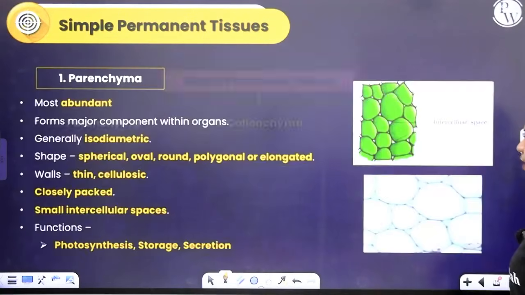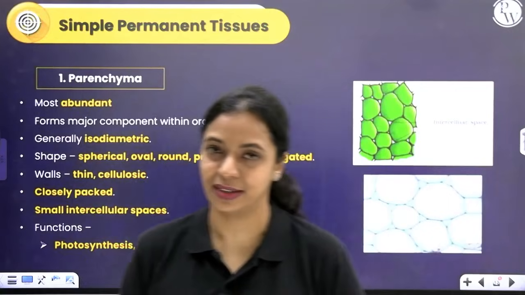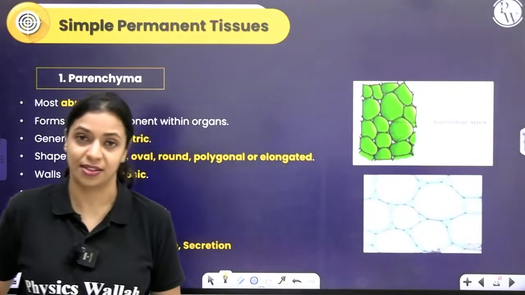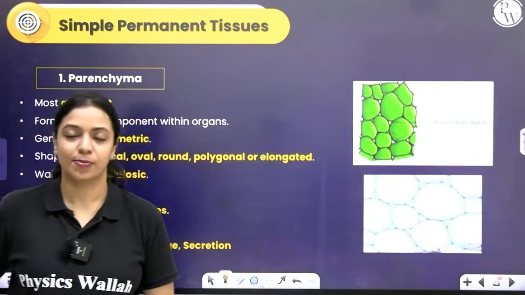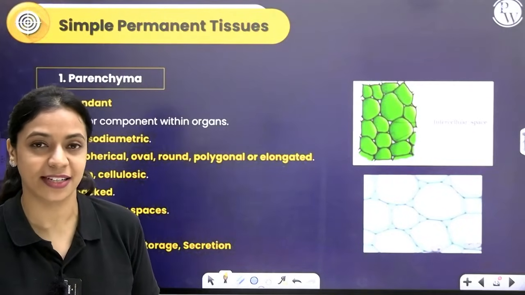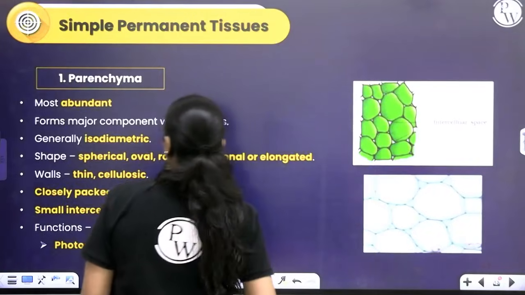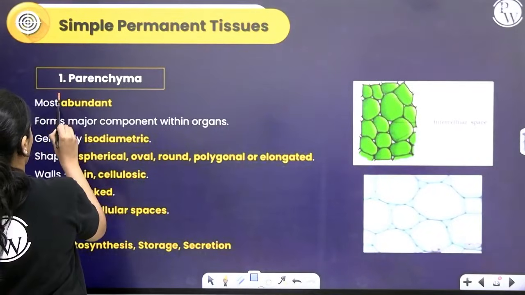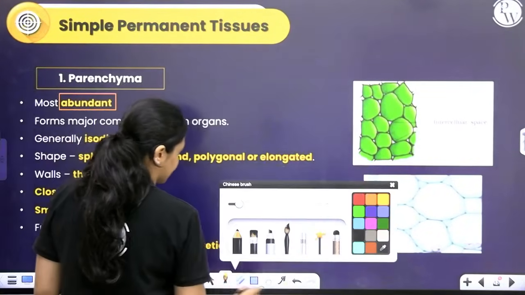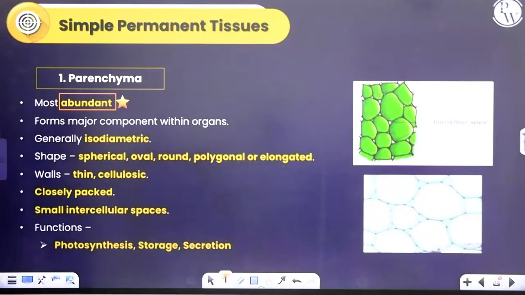Now, let's start off with parenchyma. Parenchyma is the most abundant type of tissue that you can find in plants. It is present in the root, it is present in the stem, it is present in the leaf, it's present pretty much everywhere inside the plant. It is the most abundant. This is important, you have to remember this. Okay, so it is the most abundant. Of course, if it's abundant, it will definitely form a major component within organs, right?